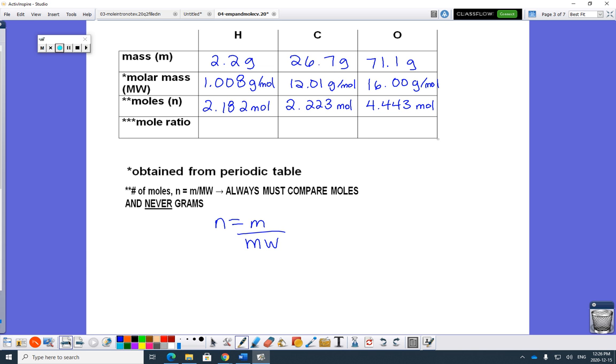You need a whole number. So this is the smallest. So every single mole amount, we're going to divide by 2.182. Why 2.182? It's the smallest. Smaller than this, smaller than that.